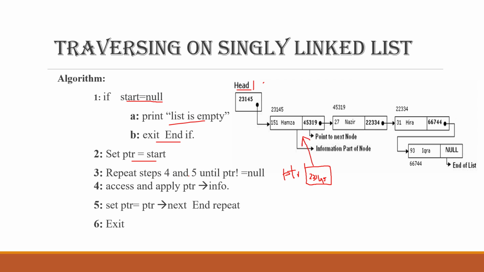Repeat steps 4 and 5 until pointer is not equal to null. If this condition is true, pointer is not equal to null. Here we have the address of the first node, so the condition is true. Then it comes to the body of the loop and we are accessing pointer info. We are accessing the information of the first node, that is the name of a person.